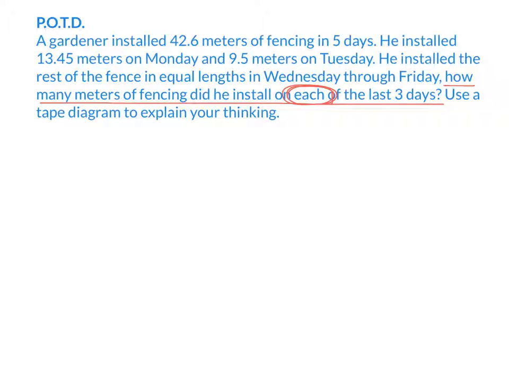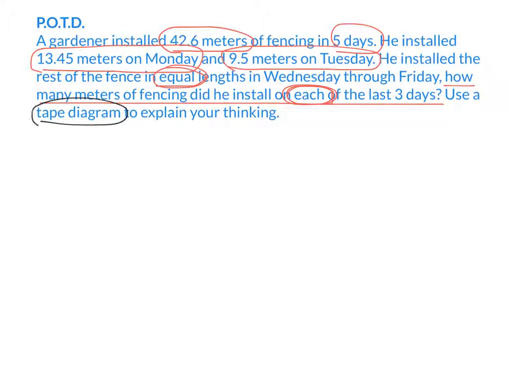Jonathan? That he installed 42.6 meters of fencing. Very good. Altogether, there's 42.6 meters, and in how many days? 5. Good. And then we need to know that he installed 13.5 on Monday and 9.5 meters on Tuesday, and the last 3 days were equal lengths. Yes? Okay. Here's how you could draw a tape diagram, since it tells us we need to draw a tape diagram to show your thinking.